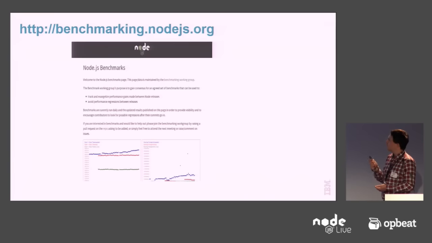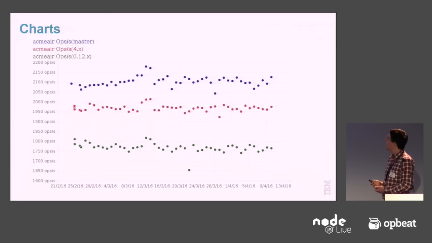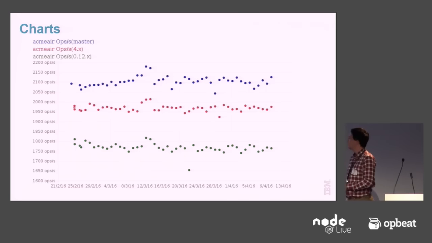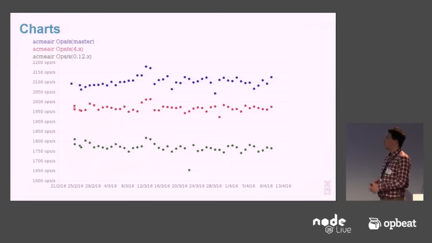So as I mentioned before, benchmarking.nodejs.org, I'd encourage you all to go and have a look to see whereabouts we are. We've got lots of charts such as this one. So this is our Acme Air throughput chart. We've been running this since February sort of time. So once a day we go and run the latest checkout from GitHub of 0.12, 4 and master. And then once we've cut Node 6, we'll be adding that to the chart as well. Obviously at the moment it's being tracked in master.